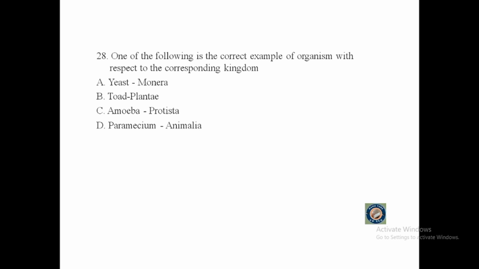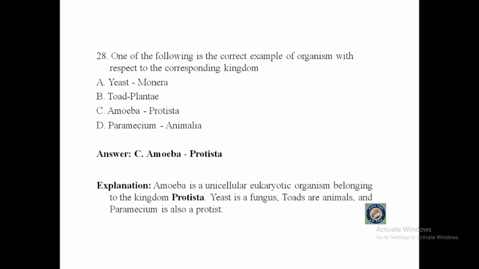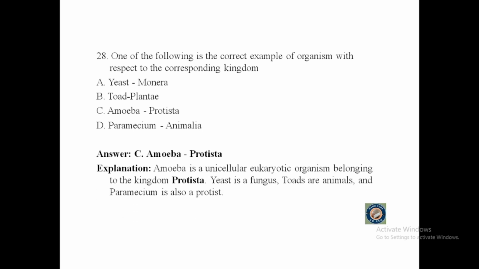The correct example of an organism with respect to the corresponding kingdom is Amoeba, Protista. Amoeba is a unicellular eukaryotic organism belonging to the kingdom Protista. Yeast is a fungus. Toads are animals, and Paramecium is also a protist.